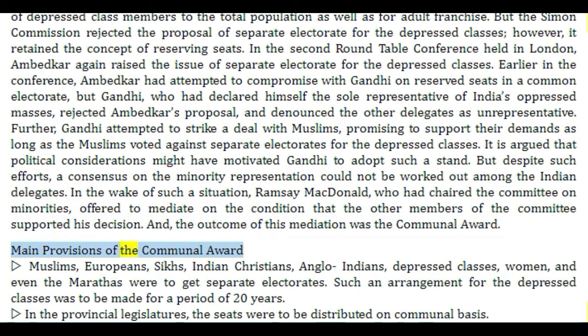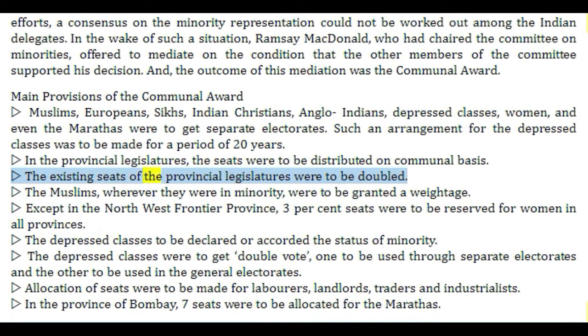Main provisions of the communal award: Muslims, Europeans, Sikhs, Indian Christians, Anglo-Indians, depressed classes, women, and even the Marathas were to get separate electorates. Such an arrangement for the depressed classes was to be made for a period of 20 years. In the provincial legislatures, the seats were to be distributed on communal basis. The existing seats of the provincial legislatures were to be doubled.